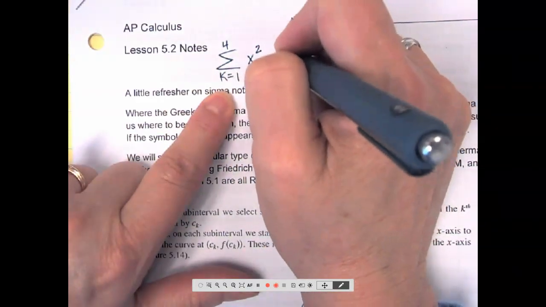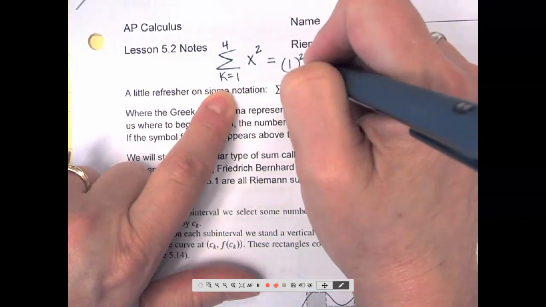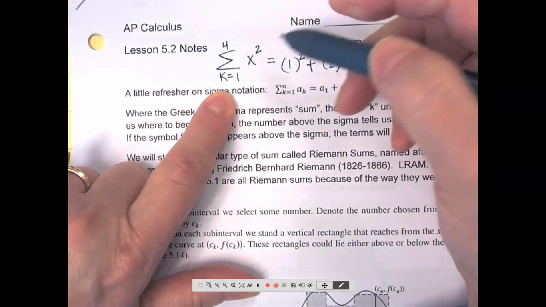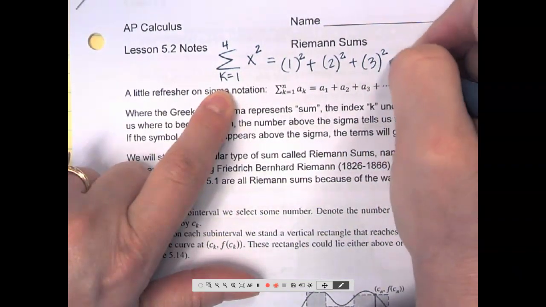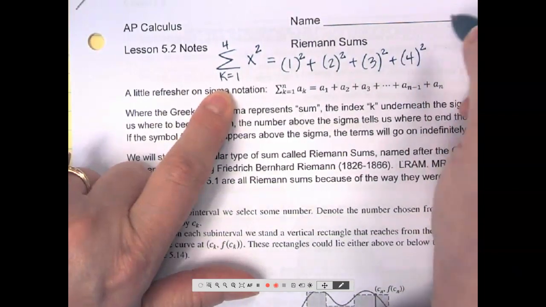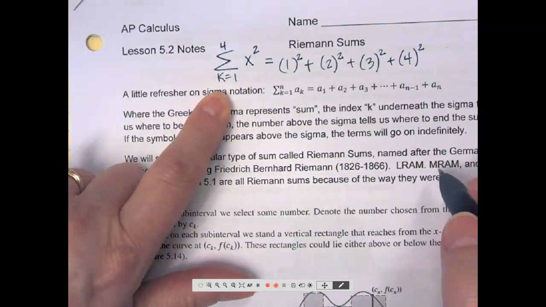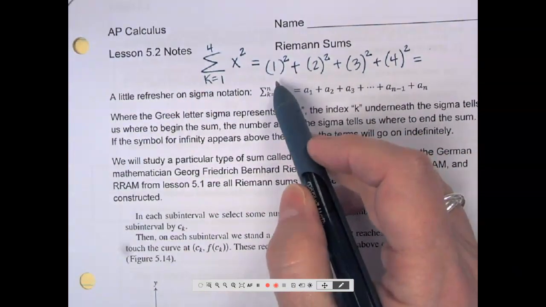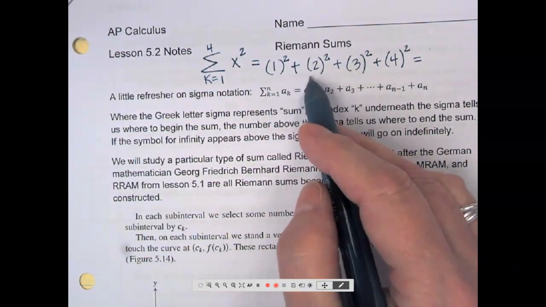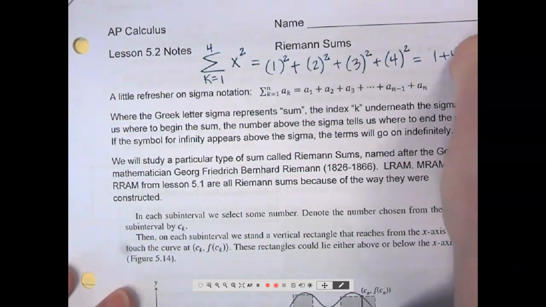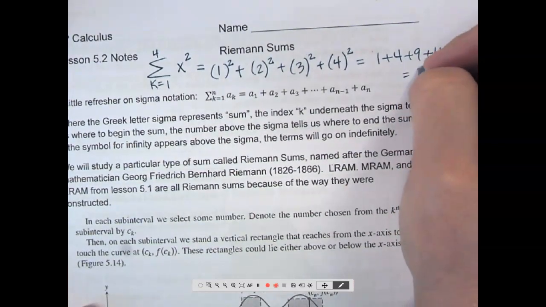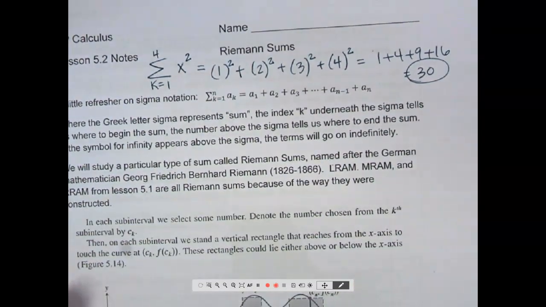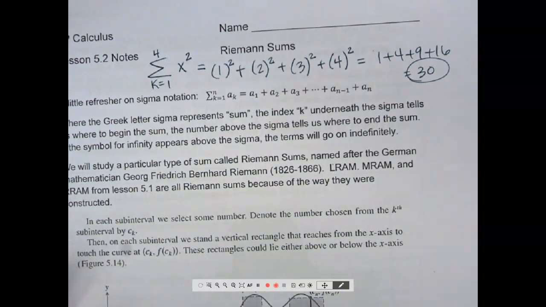Plug in 1 first, square it, plus, now we're going to plug in 2, square it. I'm squaring it because that's the function. Plug in 3, square, plug in 4, square, and stop. Then add it all up. Okay, so let's do it in our head. 1 plus 4 plus 9 plus 16. What's that? 30. So that would be the summation of all that. Okay? So anytime you see sigma in math, it means you're going to be adding some things up.